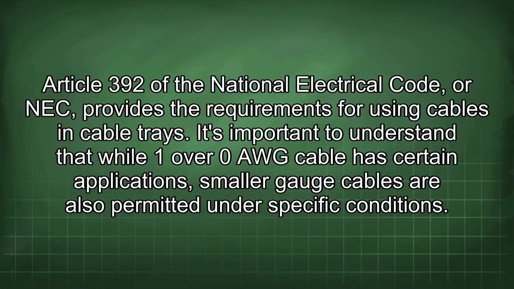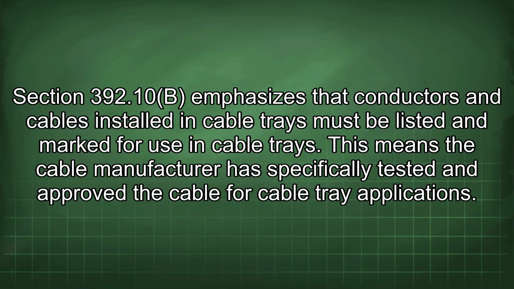Article 392 of the National Electrical Code, or NEC, provides the requirements for using cables and cable trays. It's important to understand that while 1/0 AWG cable has certain applications, smaller gauge cables are also permitted under specific conditions. Section 392.10(B) emphasizes that conductors and cables installed in cable trays must be listed and marked for use in cable trays.